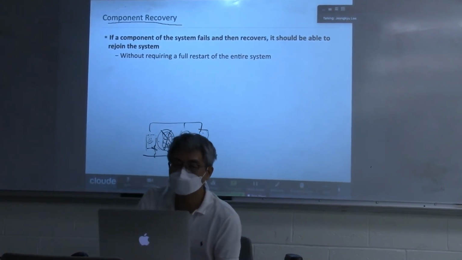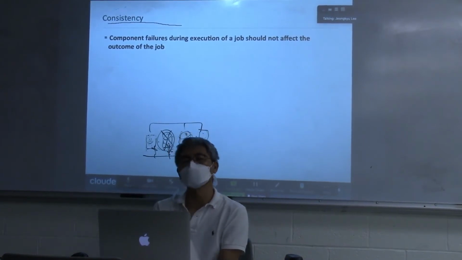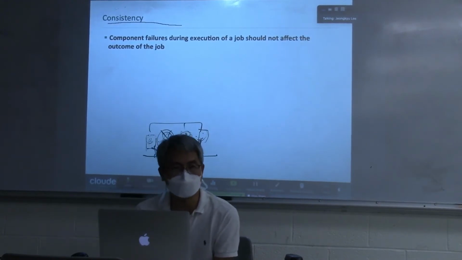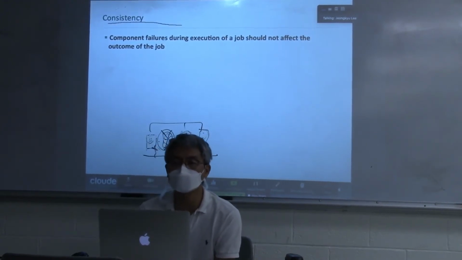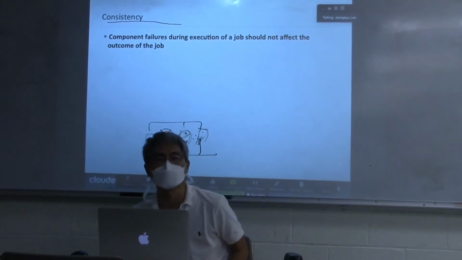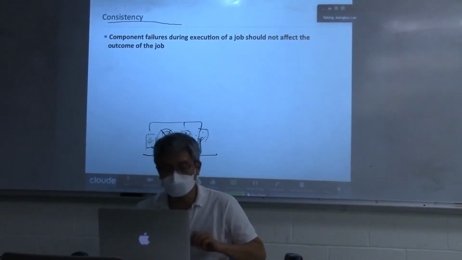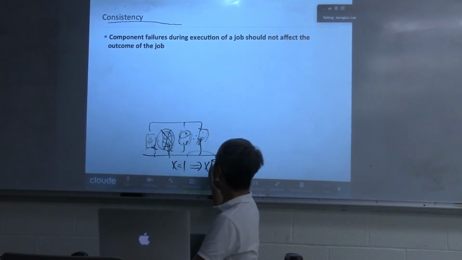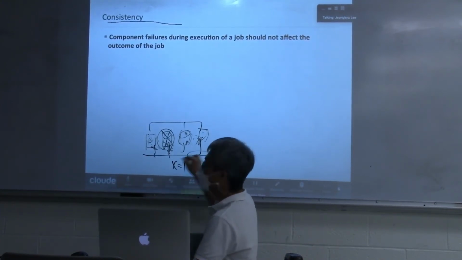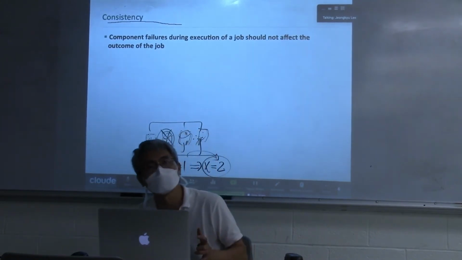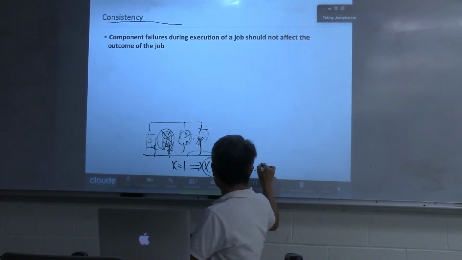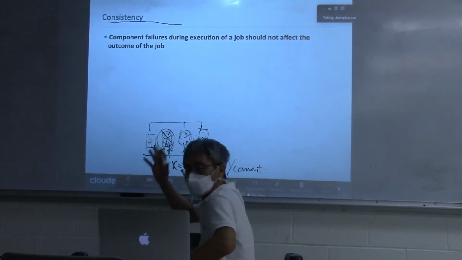Then, consistency. Consistency is very important in the database. Consistency means whether or not we can believe the data. When you update x from 1 to x equals 2, the change from 1 to 2 should be guaranteed and consistent. In terms of a relational database, if you commit the data, it should be applied.